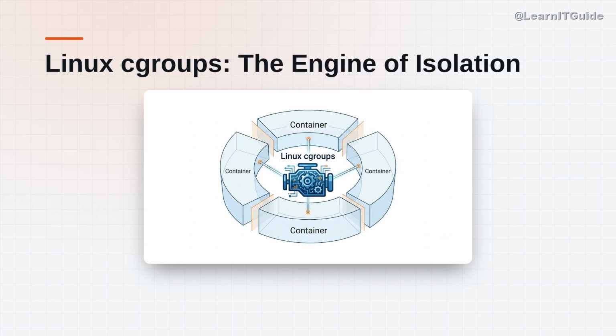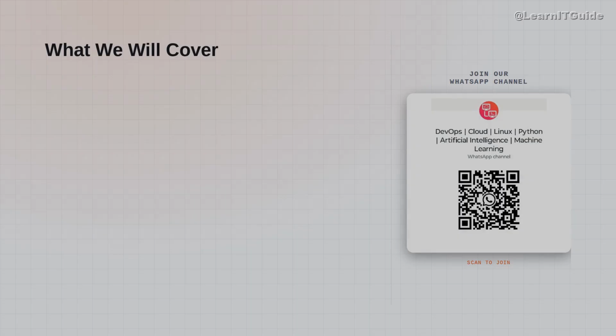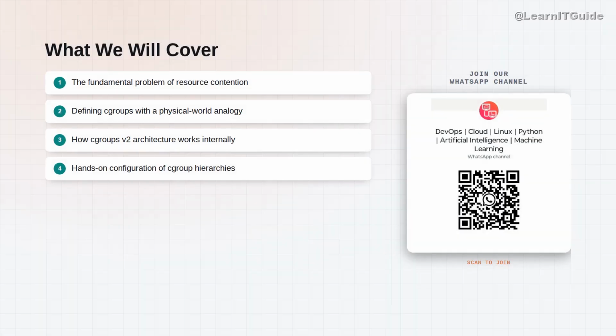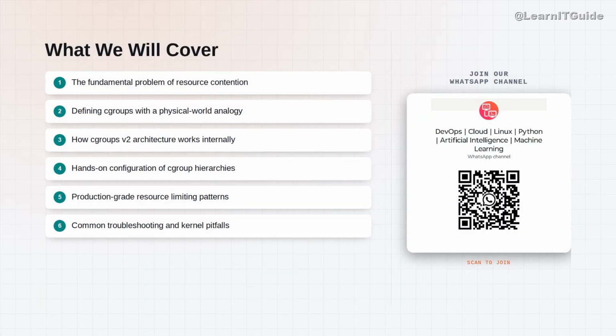This is the foundation of cloud-native computing. We have a packed agenda today. Specifically, we will cover the resource contention problem, define cgroups using a physical analogy, look at the V2 architecture, walk through hands-on hierarchy configuration, discuss production resource patterns, and finally, look at troubleshooting common kernel pitfalls.